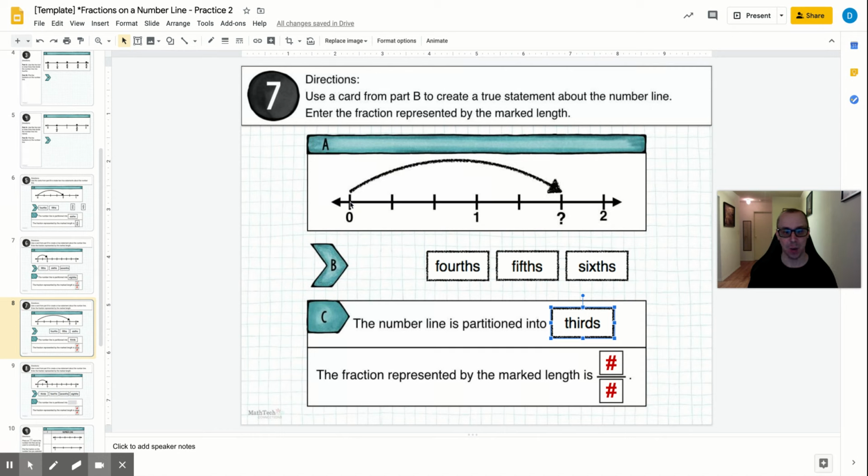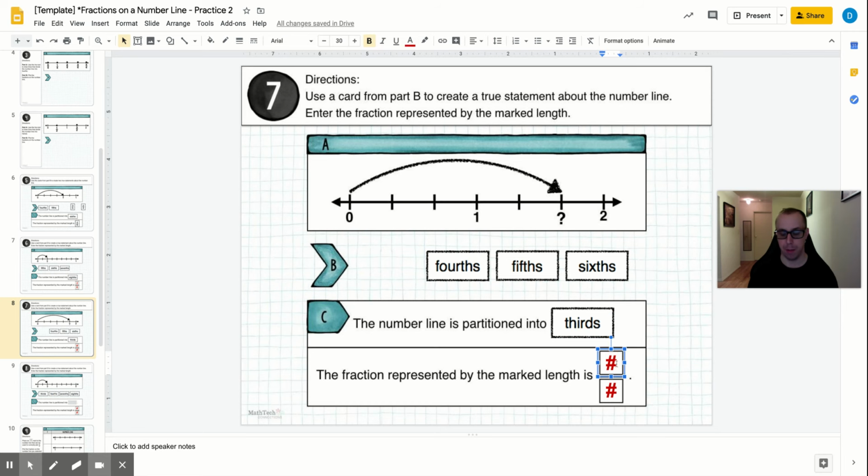Okay, so now we're counting up to here. 1, 2, 3, 4, 5. Since we're dealing with thirds, it's 5 thirds. Here's the common mistake. Some kids put 5 sixths because they thought that this was the one. You got to look carefully. We're dealing with thirds. 1, 2, 3, and then 1, 2, 3.